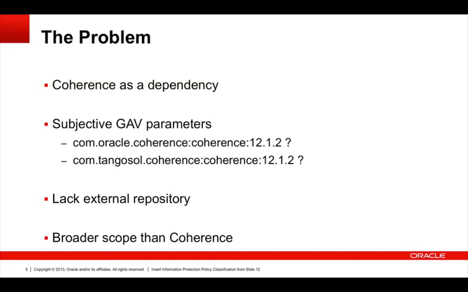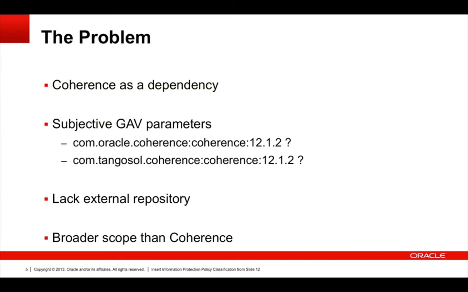So today you would download Coherence as a distribution. You would take out all the artifacts that you were interested in, and you would upload them into an Enterprise Maven repository, so that each of your projects could depend on Coherence. Now, the problem with deploying it to an enterprise repository is that prior to it getting to that enterprise repository, you must define the GAV parameters. So the group ID, the artifact ID, and the version.